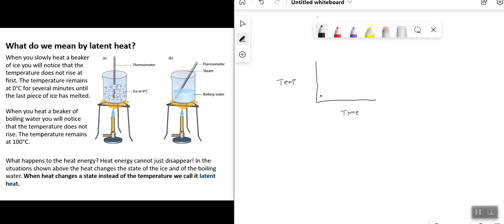So what we can do is look at something like this. If we take, for example, ice and we add heat to it, and we measure its temperature over a period of time.